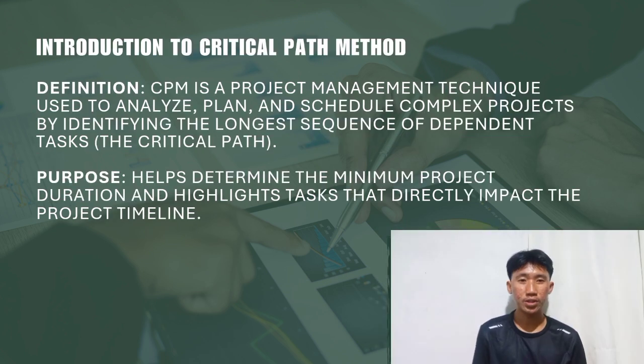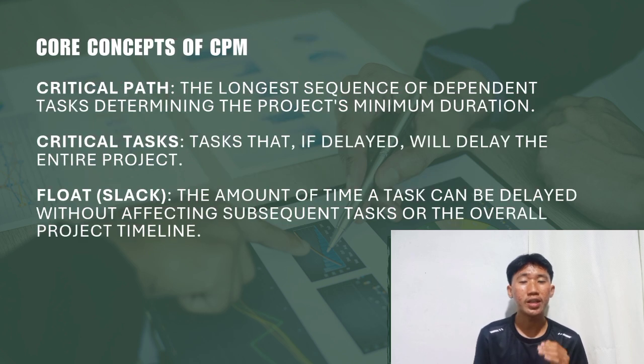Good day everyone. Today I'll be introducing you to a very useful tool in project management called the critical path method, or the CPM. So what exactly is CPM? CPM is a technique used in project management to help us plan, schedule and analyze complex projects. It does this by identifying the longest sequence of tasks that need to be completed for the whole project to be finished. This sequence is called the critical path.